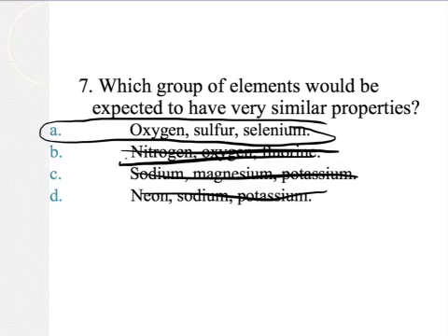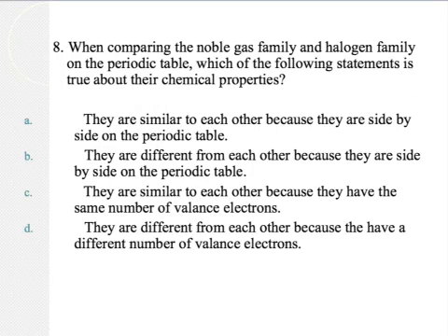Next question. When comparing noble gas family and halogen families on the periodic table, which of the following statements are true about the chemical properties? Okay, they are similar to each other because they're side by side. No, things can be very different if they have a different number of valence electrons, so that's the wrong answer. They are different from each other because they are side by side. No, not necessarily true. They are similar to each other because they have the same number of valence electrons.